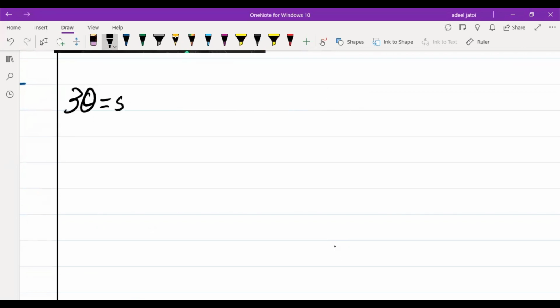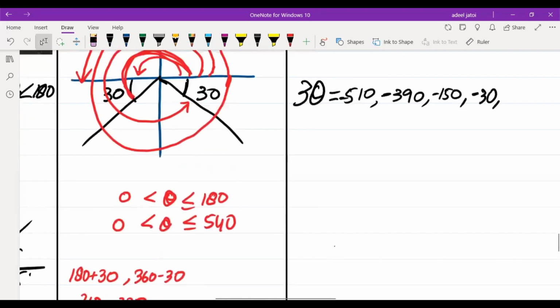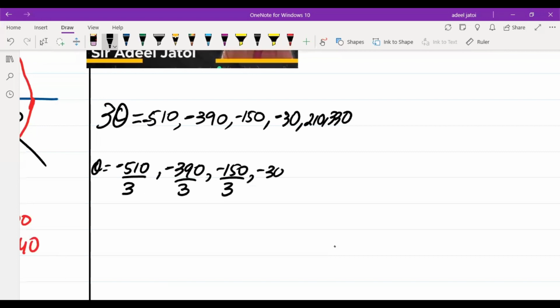The first one was negative 510. The second one was negative 390. Third one was negative 150. Fourth one was negative 30. Then we ended up having 210 and 330. Now when we divide this, negative 510 divided by 3, negative 390 divided by 3, negative 150 divided by 3, negative 30 divided by 3, 210 divided by 3, 330 divided by 3, we will end up having what?